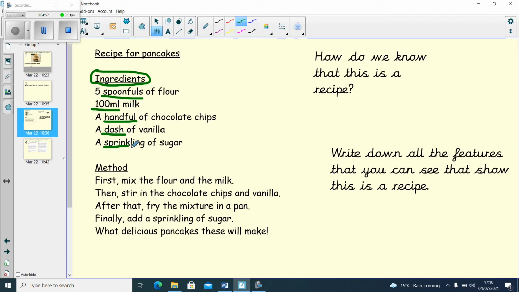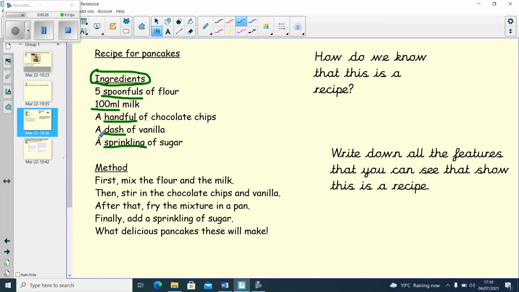So they are different kinds of verbs that we might use to gather the ingredients. So how much do you think a dash is? Do you think we need a lot of that or just a little bit? Yes, just a little bit. A sprinkling. Again, just a little bit. And then obviously a handful is as much as your hand is.